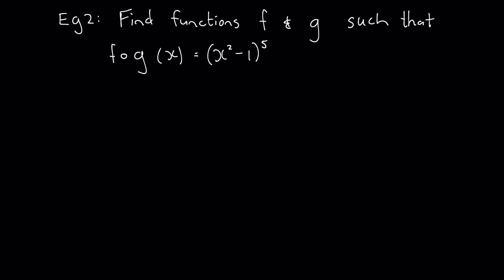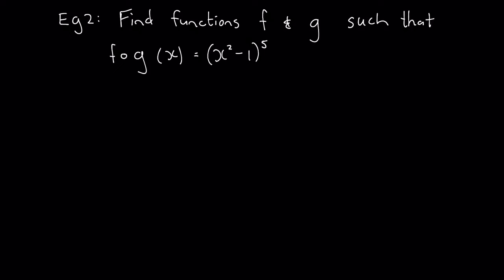Example 2. Find functions f and g such that f of g of x is equal to x squared minus 1 to the power of 5. So here they're asking it to you in the other direction at least. So they've given you the composite function, and they now want you to determine what the original two functions are, function f and function g, that would result in this combination.